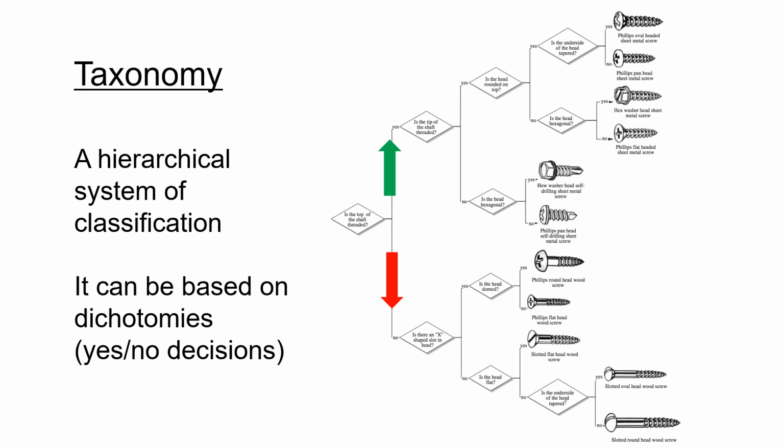The next question: is there an X-shaped slot in the head? And again, we have two choices. We have yes, and we have no. So let's say that the answer is yes. The next question: is the head domed? So is this a screw with a dome-shaped head? And then we have two possible answers. Yes, we go up, and it's a Phillips roundhead wood screw. Or no, it's a Phillips flathead wood screw.